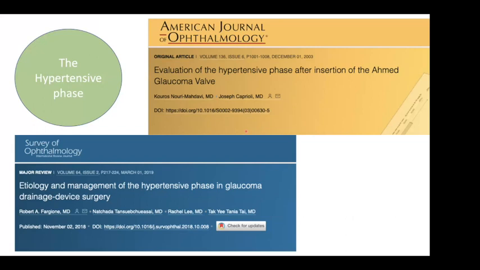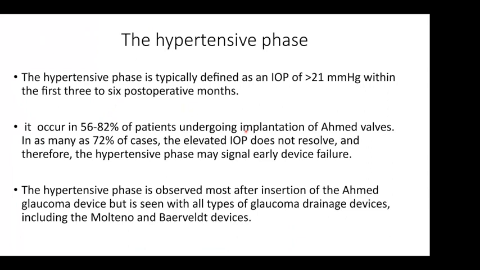Just one more point on what's known as the hypertensive phase, because one of the side effects or known complications of the valves is the hypertensive phase. We have to be aware of it and how to manage it. Now, why do we get the hypertensive phase? Because of the peri-plate capsule that's forming, and at some times it doesn't allow the aqueous to go through, so we can get a kind of elevation of the pressure.